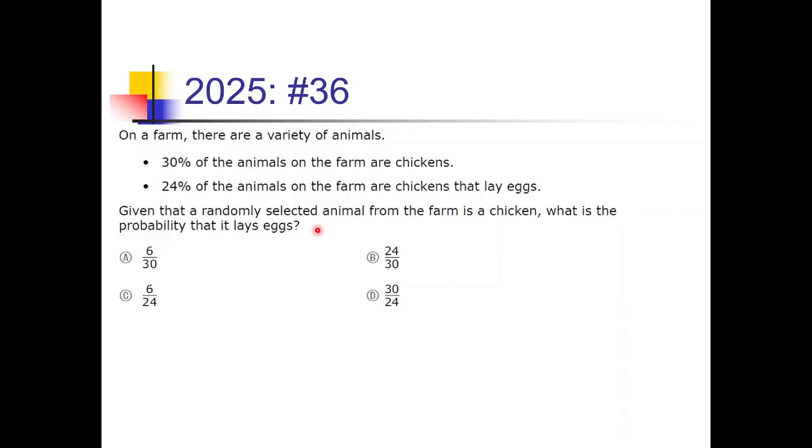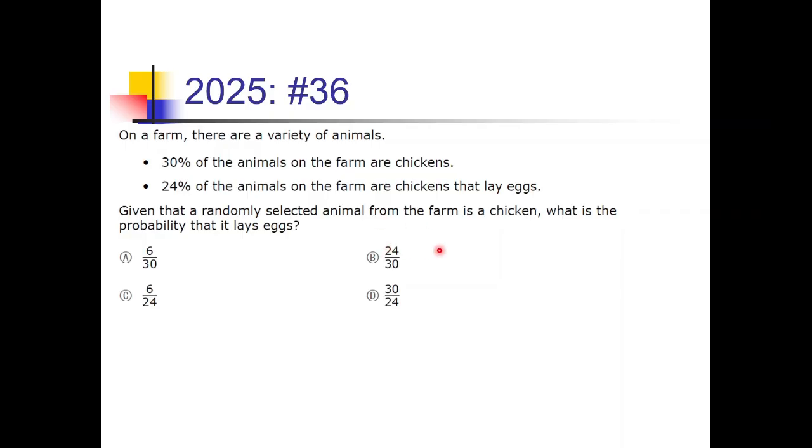For this problem, we're told that we have a farm with a bunch of animals. 30% of them are chickens, and 24% of the animals are chickens that lay eggs. So they are both chickens and they lay eggs. So we want to know that given that a randomly selected animal from the farm is a chicken, so given chicken, what is the probability that it lays eggs? So we're asking a conditional probability question here. And we're asking one kind of in the context of an and statement, essentially.